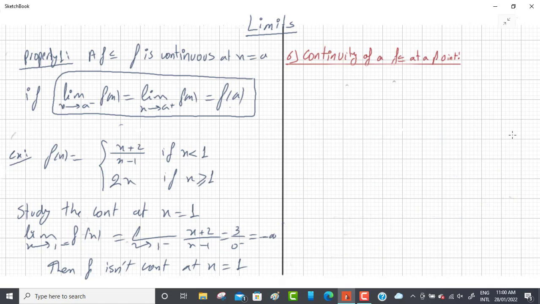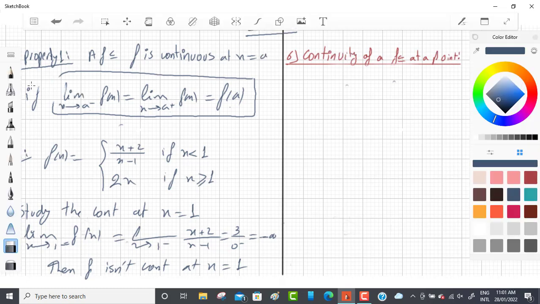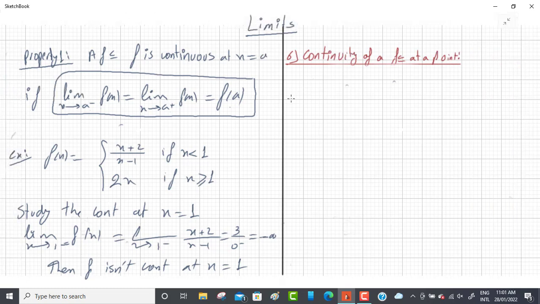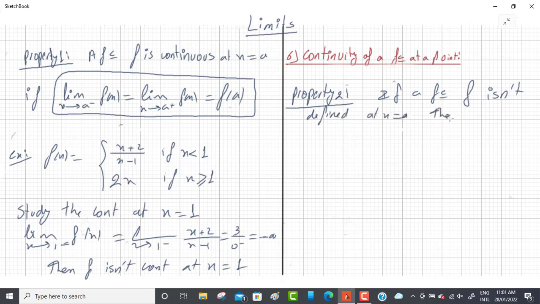Now property 2. If a function f is not defined at x equal a, then f is not continuous at x equal a. If it's not defined, it's not continuous.